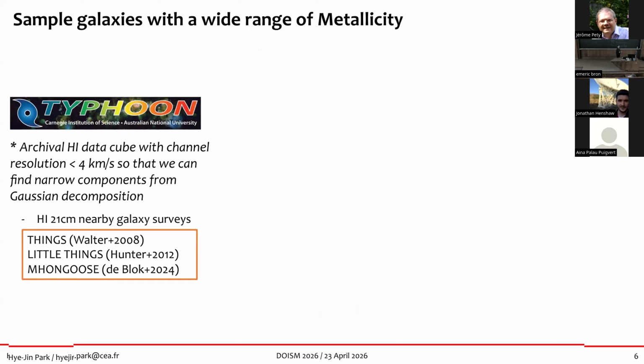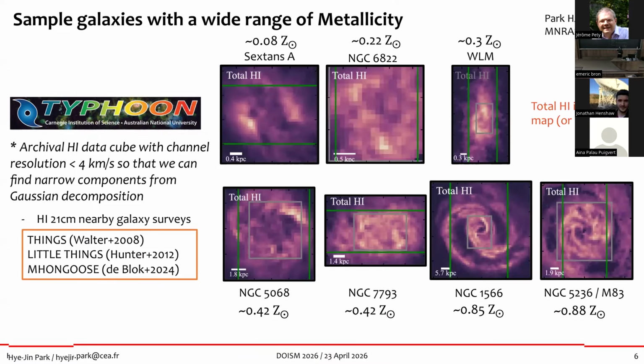And then I looked for galaxies which have an H1 data cube to do the test. From these 3 nearby galaxy surveys, we found the H1 data cube with channel resolution smaller than 4 kilometers per second. And then I have these 7 galaxies from 10% of solar metallicity up to almost solar metallicity here. So this is the total H1 intensity map, or moment zero map.